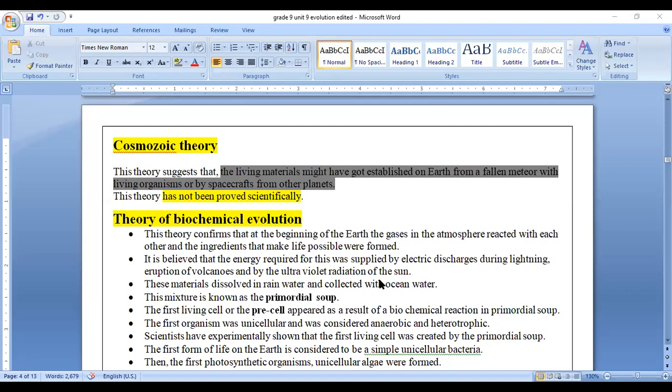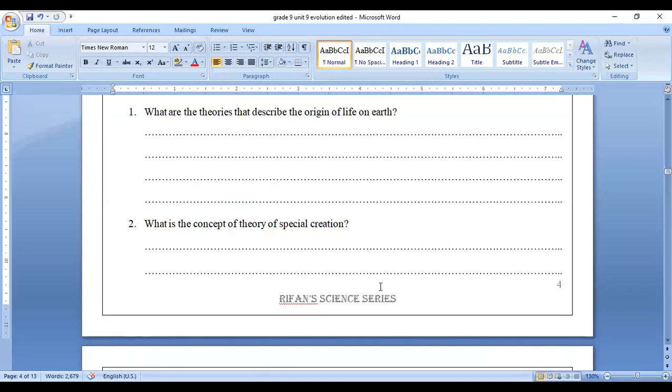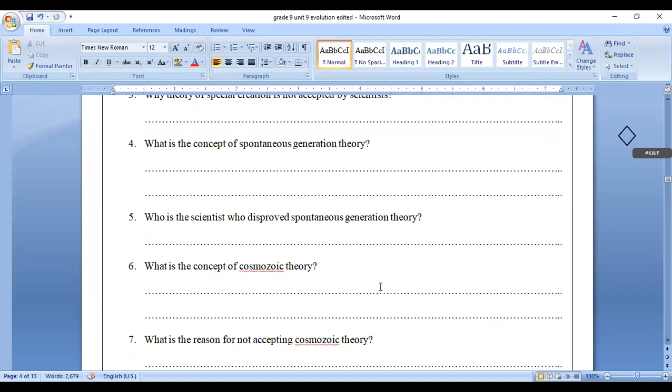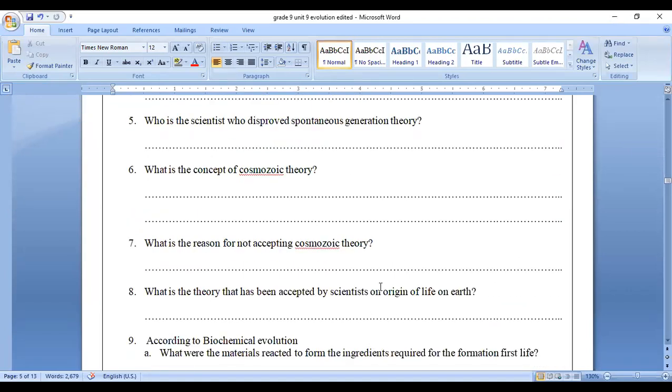Have you completed? What is the reason for not accepting cosmozoic theory? For that also, what is not there? No scientific evidence. Write the same thing. No problem. No scientific evidence.